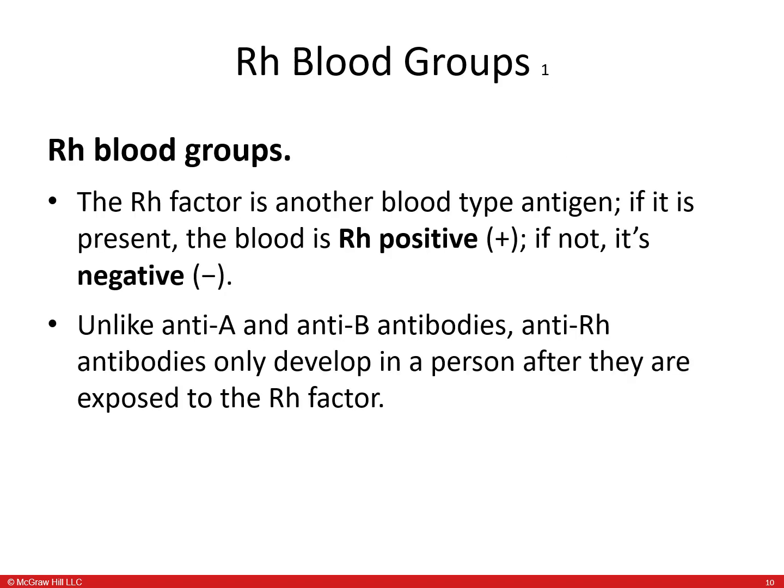There's another blood group to consider, and that's the Rh factor. It's basically another protein that is found on the surface of the cells. Rh positive basically means that you have the presence of that protein, and Rh negative means that you don't. And unlike anti-A or anti-B antibodies, anti-Rh antibodies are only developed after the person is actually exposed to the Rh factor.